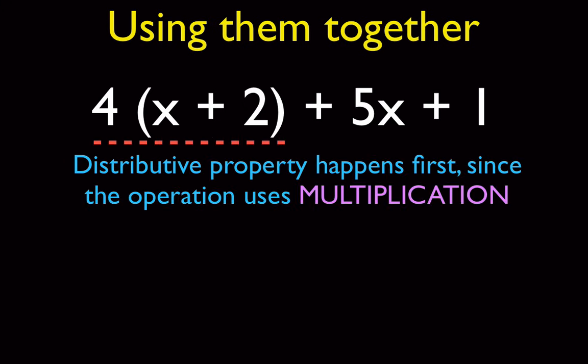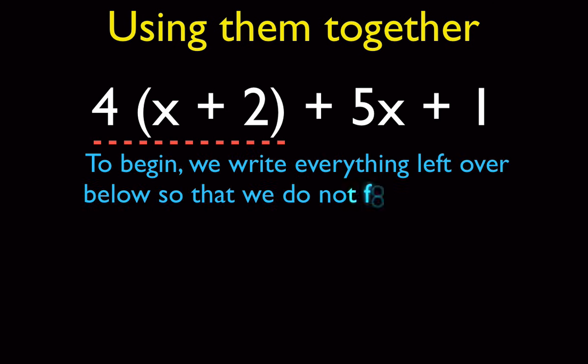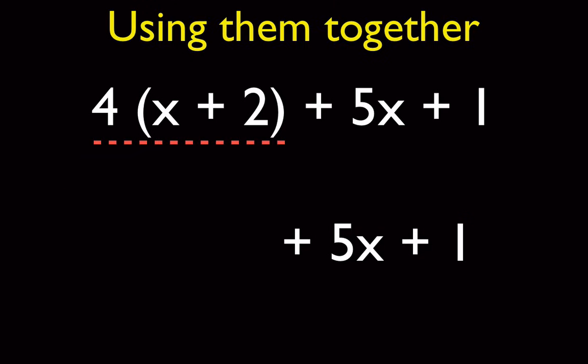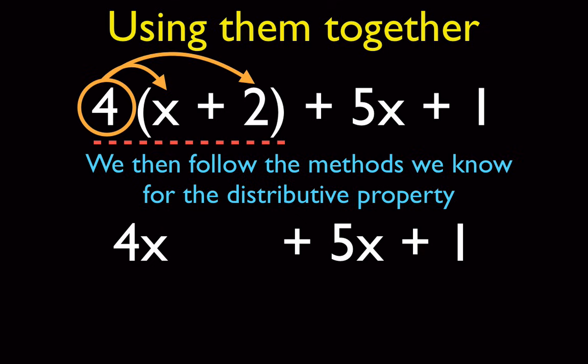Okay, so what I like to do at this point, just like I used to teach my students in order of operations, is everything that's left over needs to be just written down below. Okay, and the main reason for that is so we don't forget it. Okay, now we're going to apply what we know about the distributive property. We're going to circle the outside number and multiply it by each of the pieces inside. 4 times x is 4x, and 4 times 2 is 8.